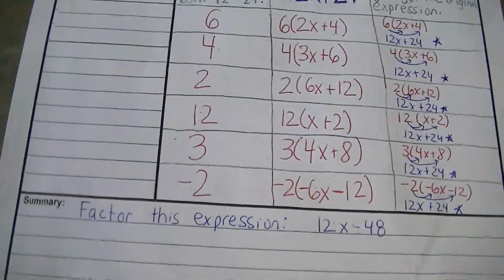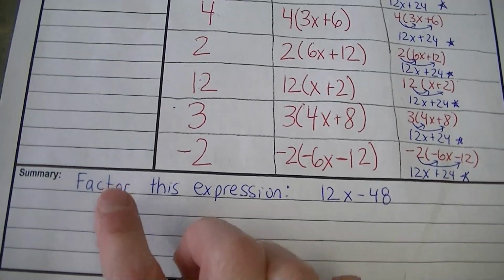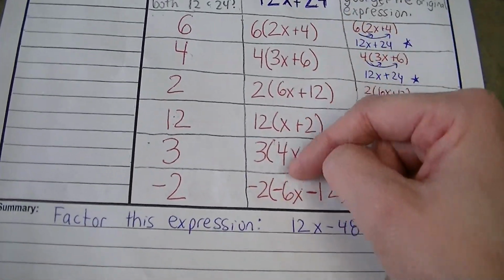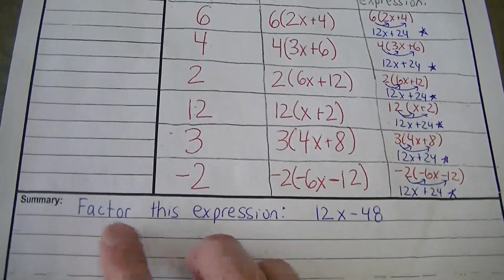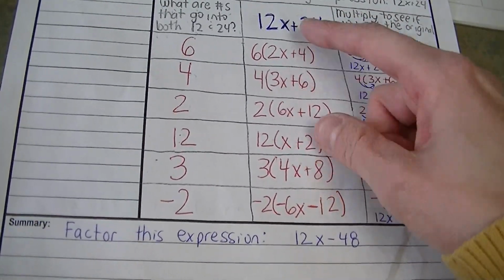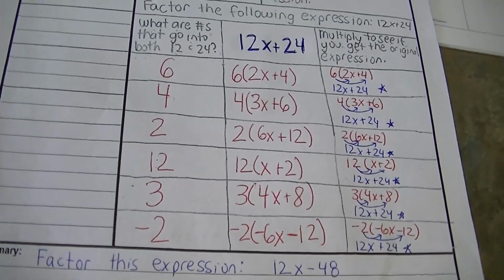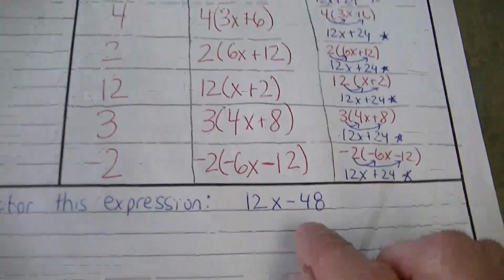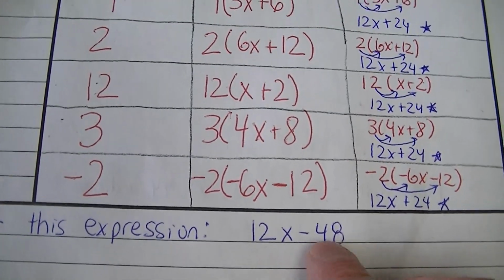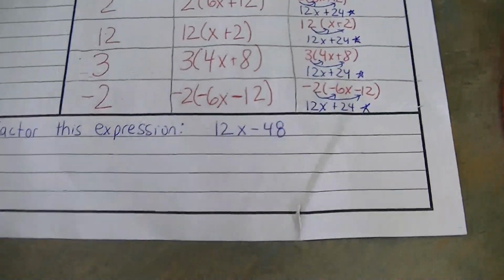Okay, what you need to do right now, you need to factor this expression, okay? Try to find as many answers, like factors, as you can for this, and do the same process as you saw right up here. So it says 12 times x minus 48. So you notice it's very similar to this one, but instead of a positive 24, I made it a negative 48. So keep your eyes peeled for that, okay? All right, flip the page over.